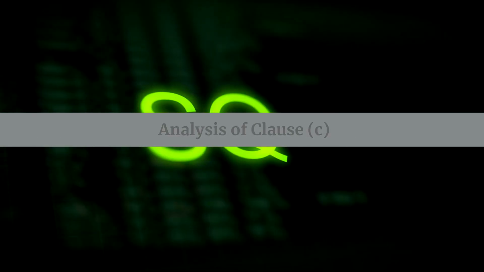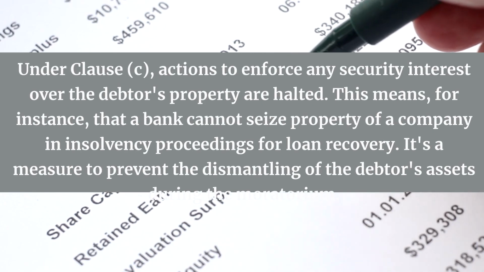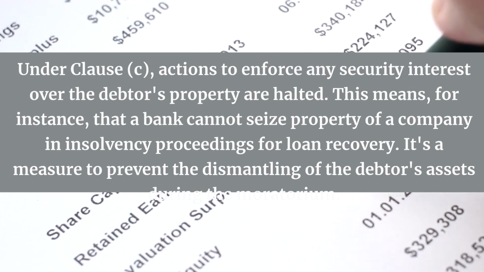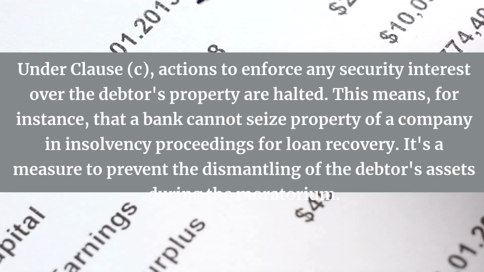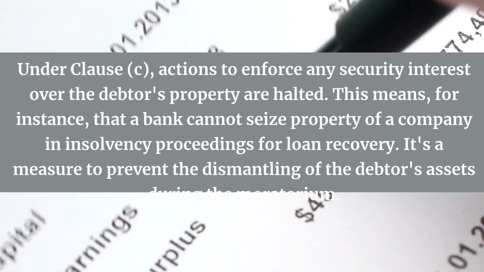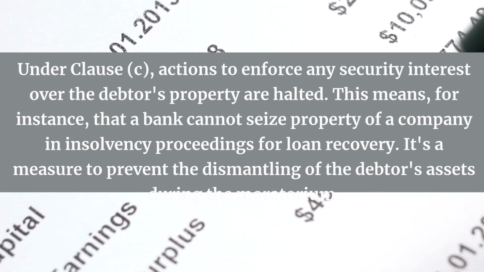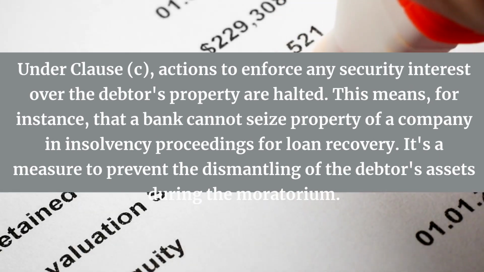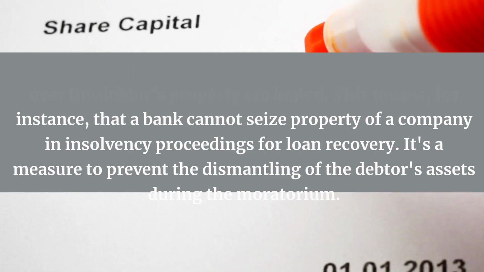Analysis of Clause C. Under Clause C, actions to enforce any security interest over the debtor's property are halted. This means, for instance, that a bank cannot seize property of a company in insolvency proceedings for loan recovery. It's a measure to prevent the dismantling of the debtor's assets during the moratorium.